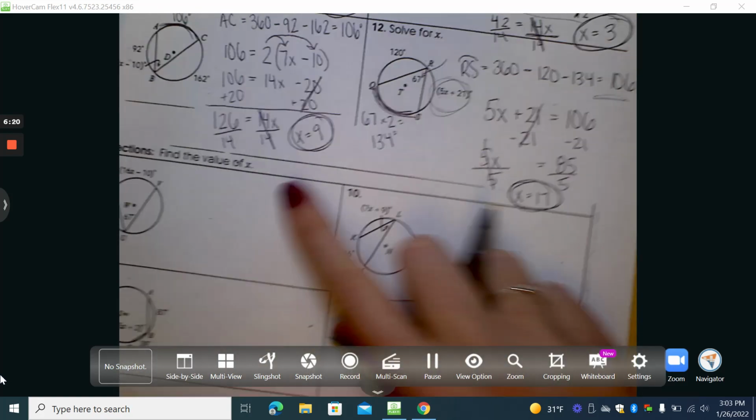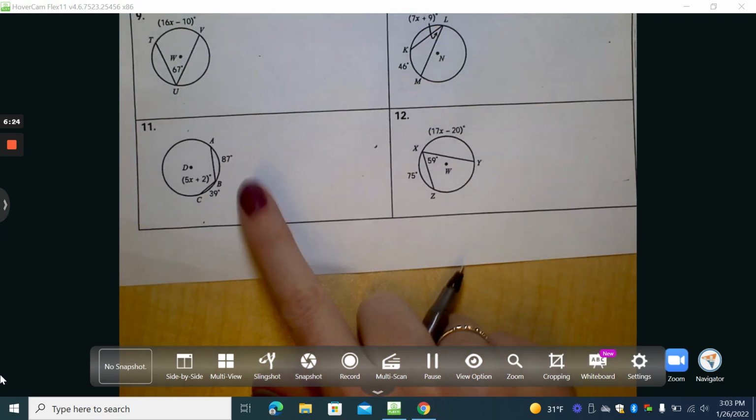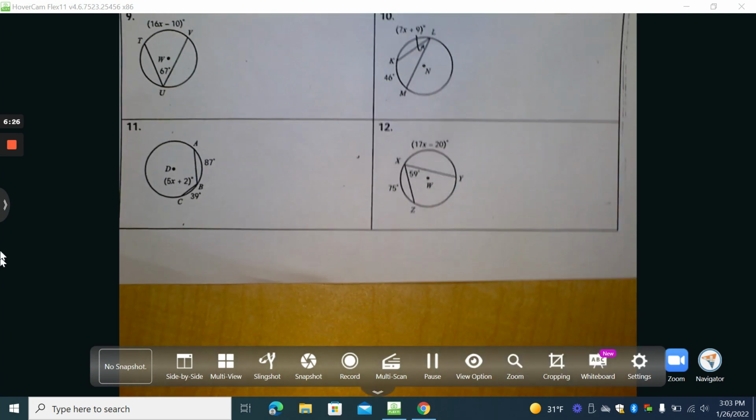So you should have already done 9 and 10 on the last slide. You're going to use these examples to help you out with number 11 and 12 on the next slide.